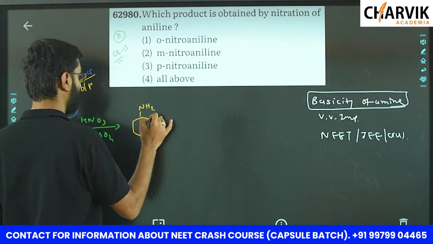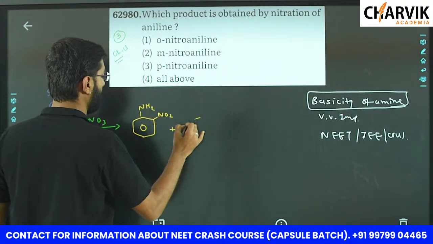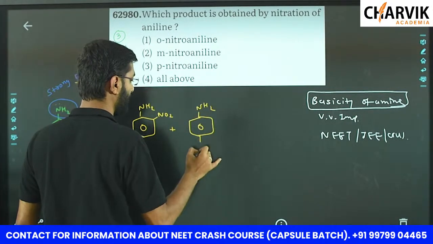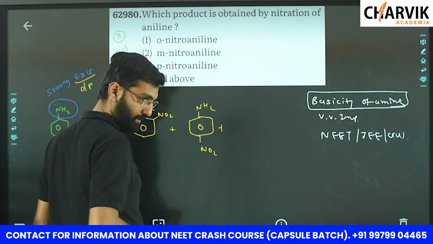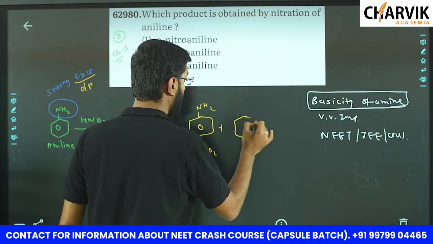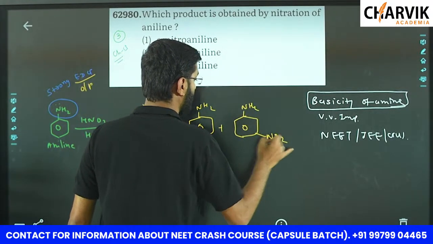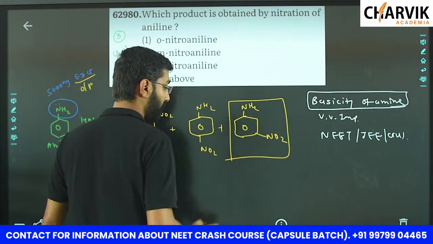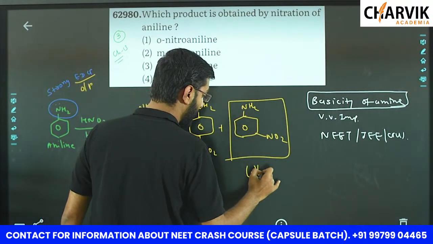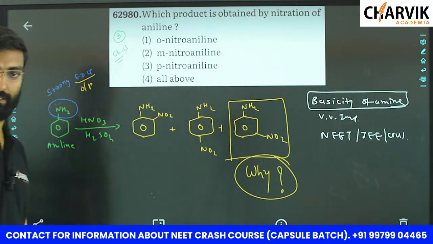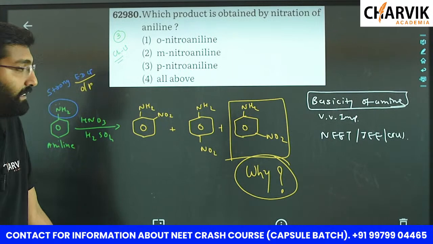So here by nitration you will get NO2 and again NO2, plus one more product is formed here, that is the meta product. Why? What is the reason behind that?